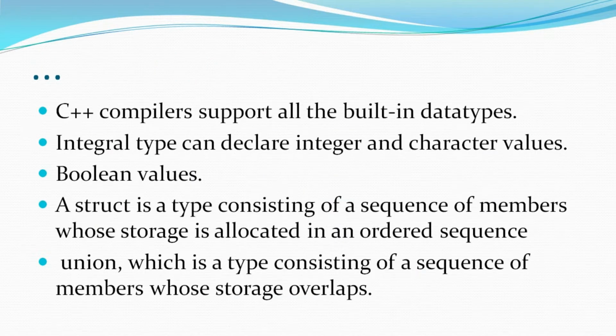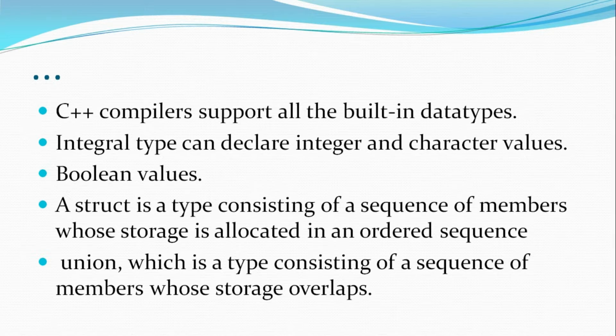So C++ compilers support all the built-in data types. As I discussed with you, the C++ compiler understands what the built-in data types are. It supports all of them. Integral types can declare integer and character values, as I told you, and integral types can sometimes hold Boolean values. Boolean means values in the form of true or false, 0 or 1. If something is true, we pass the value 1. If something is false, we pass the value 0. So integral types hold Boolean values too. That is all about built-in data types.